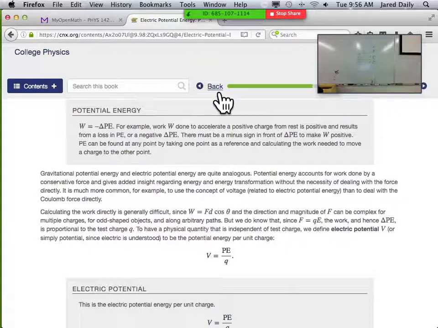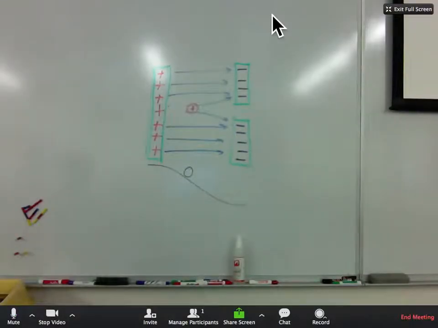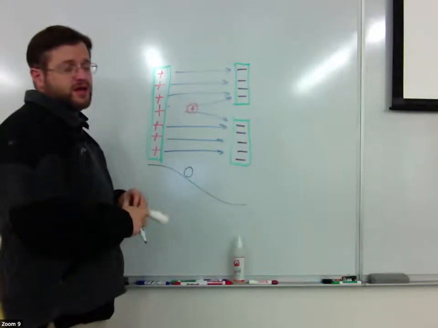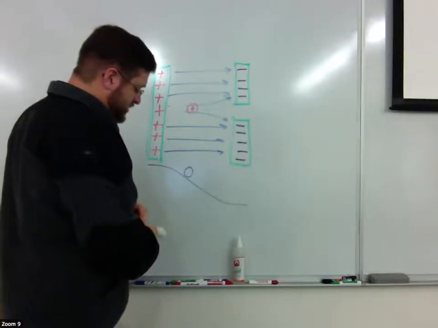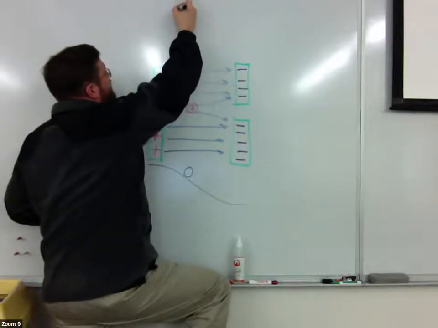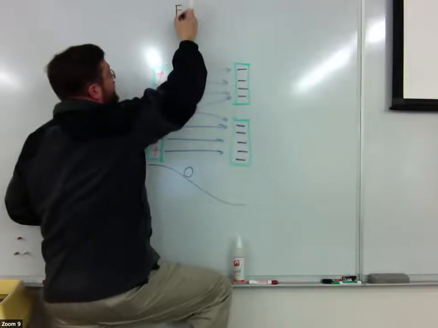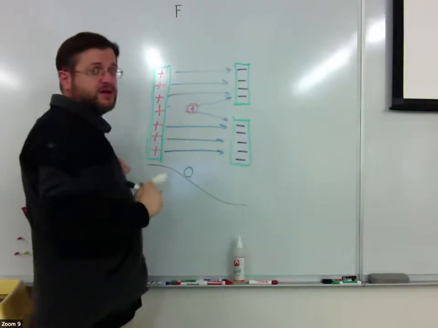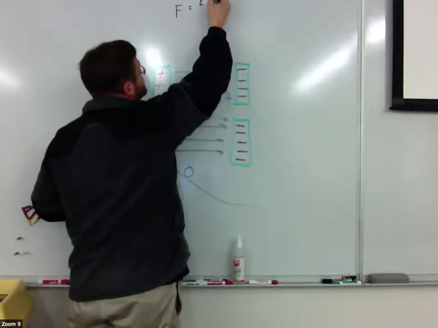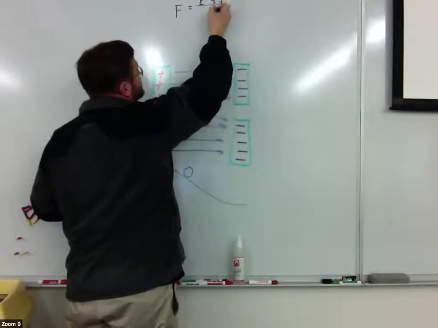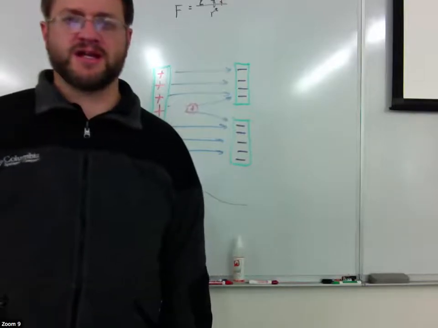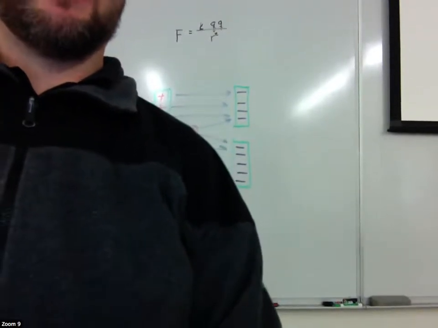Let me go back to my board here. When we were calculating the force that a charge feels in an electric field, the Coulomb force, we had this equation: K, which is the Coulomb constant, times the charge divided by R squared. And I said we need to get rid of the charge, but that's not exactly correct. What we actually need to do is kind of get rid of the distance.